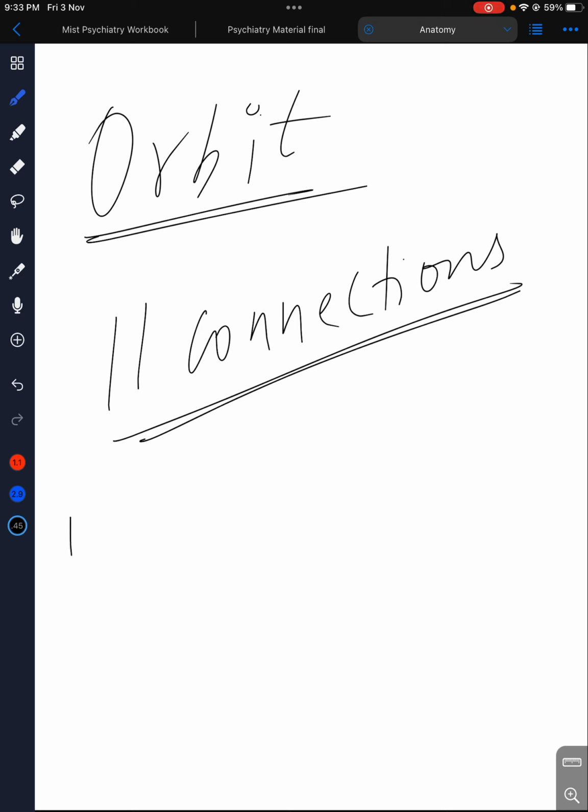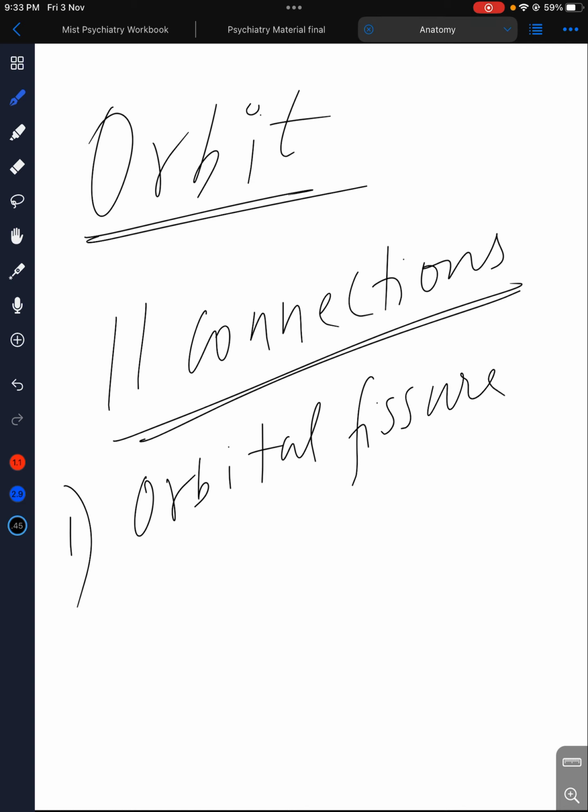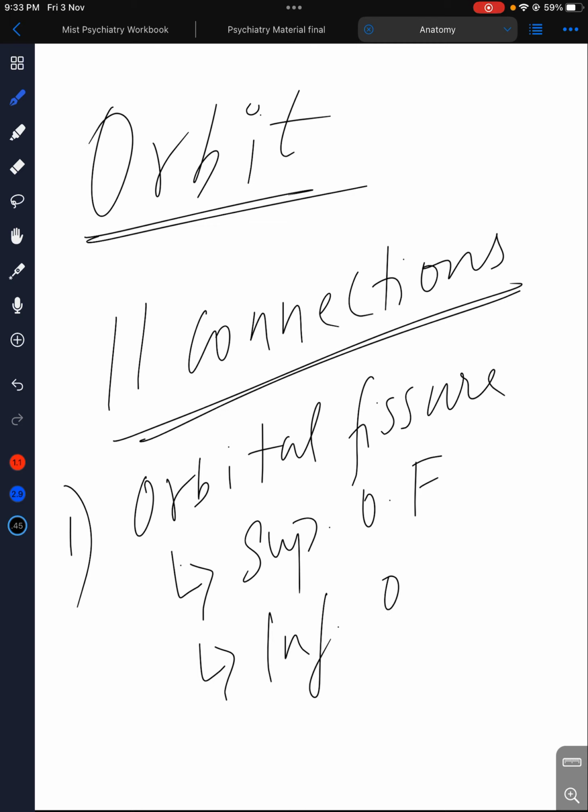The first connection that we are going to see is the orbital fissure. Have you studied the orbital fissure already? Yes, of course, we studied it in the sphenoid bone. We studied two orbital fissures. Actually we have two orbital fissures. The superior orbital fissure we studied when we were studying our sphenoid bone, and we have another one called the inferior orbital fissure, which we will see right now.